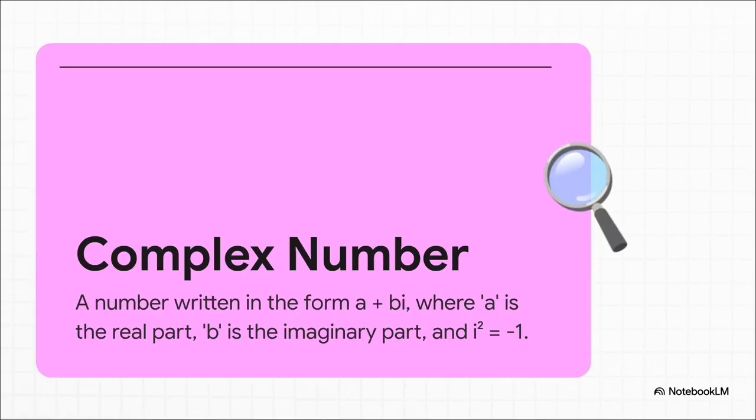All right, so just to make sure we're all starting from the same place, let's do a super quick refresh. A complex number, right, it's got two parts. You've got the real part, a, and then you have the imaginary part, b, which is attached to our good friend, i. And the one rule you have to remember, the golden rule of this whole world, is that i squared equals -1. Simple as that.